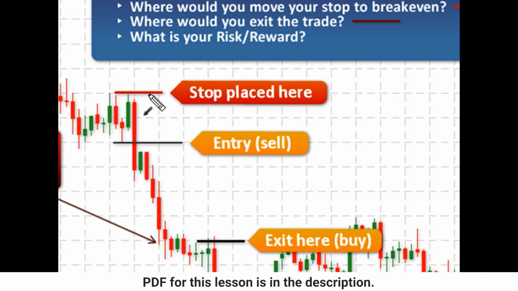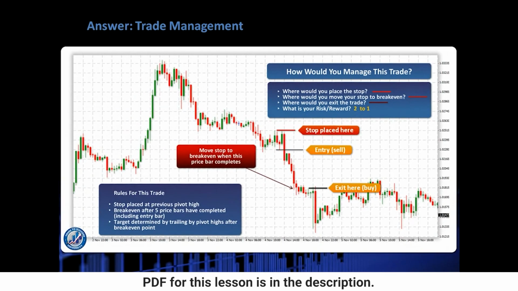So we can see between the stop and the entry we have 2 squares worth of price. And if I just extend the exit price, we can see that we have 1, 2, 3, 4 squares worth of price between the entry and the exit. Therefore, our reward is 4 and our risk is 2. So 4 divided by 2, which is our reward divided by our risk, equals 2. So our risk reward is 2 to 1.